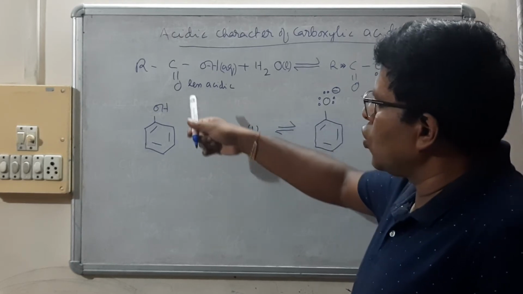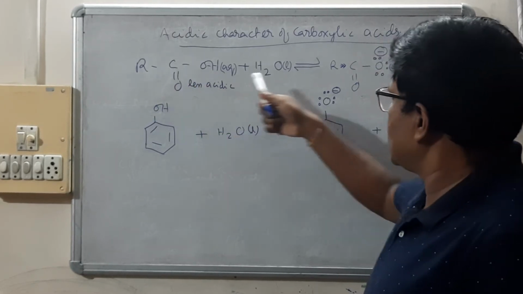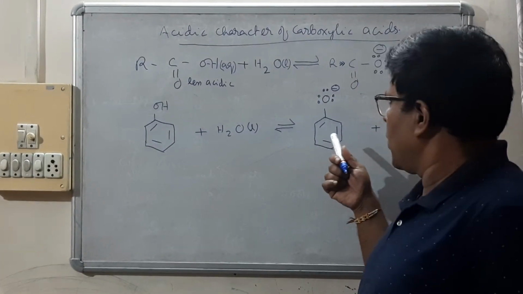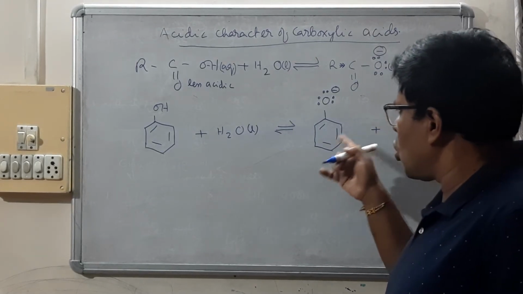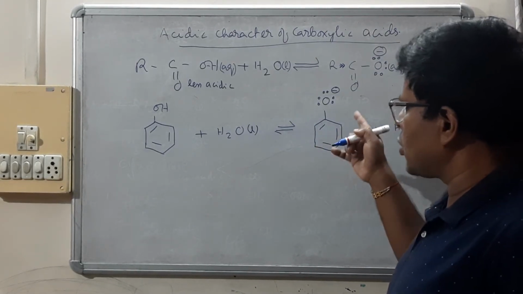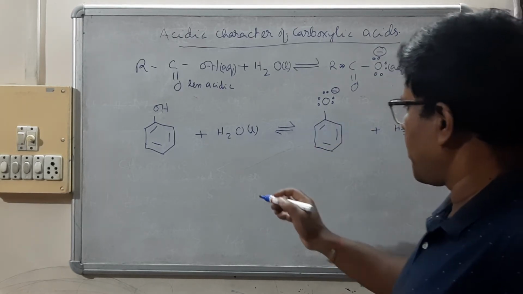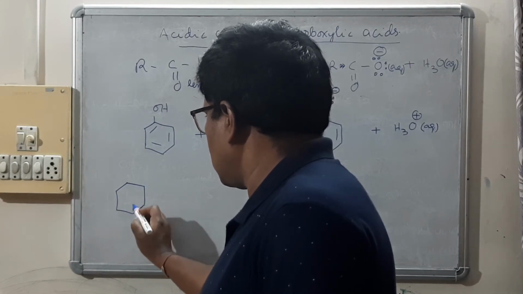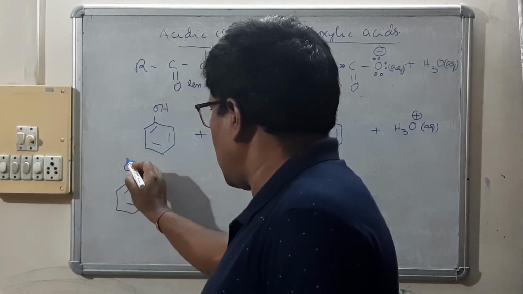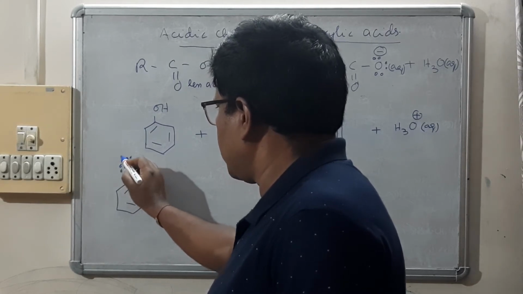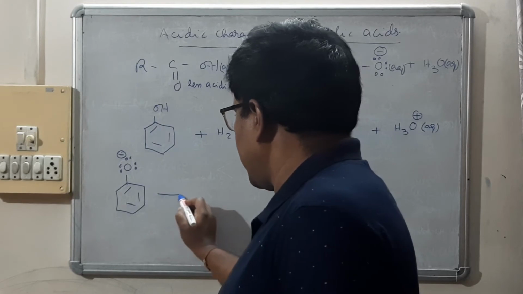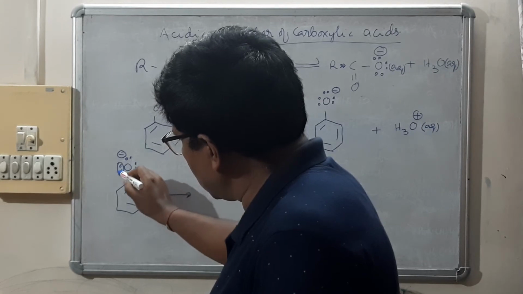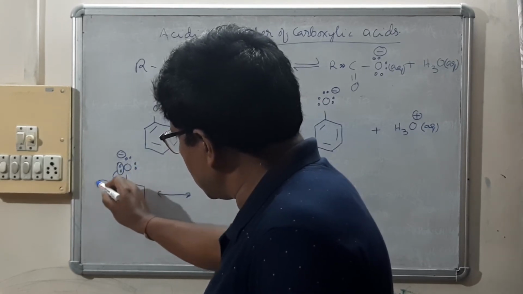Now, as you already know, the conjugate base of carboxylic acid is the carboxylate anion, whereas the conjugate base of phenol is the phenoxide ion. So let us draw the resonance structures of phenoxide. So this is phenoxide. Resonance will take place in this way. This lone pair will come over here and this one will come over here.